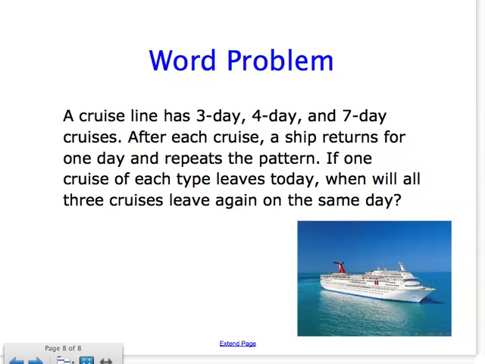A cruise line has 3-day, 4-day, and 7-day cruises. After each cruise, a ship returns for 1 day and repeats the pattern. If one cruise of each type leaves today, when will all 3 cruises leave again on the same day? And this is a certain type of problem, and the main thing I want you to try to figure out is what you need to do to figure this out. So go ahead and try this, and then come with your answers in class.